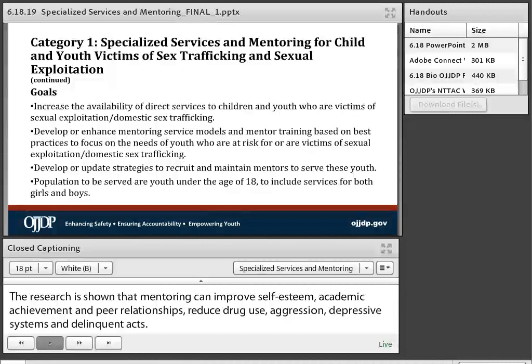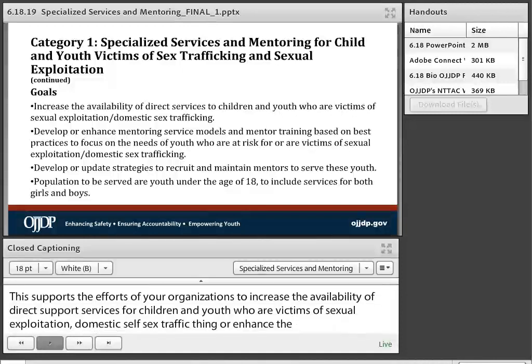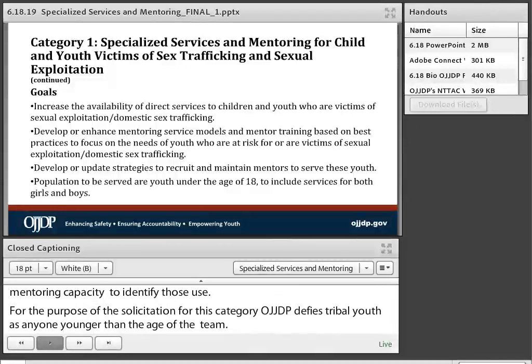For the purpose of this solicitation, for this category, OJJDP defines child and youth as anyone younger than the age of 18. Any application submitted for category 1 must allow services for both boys and girls.